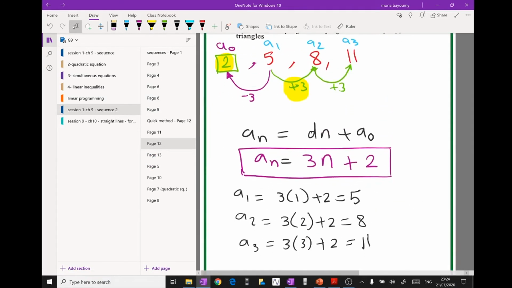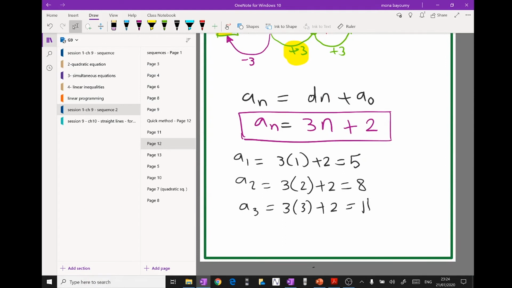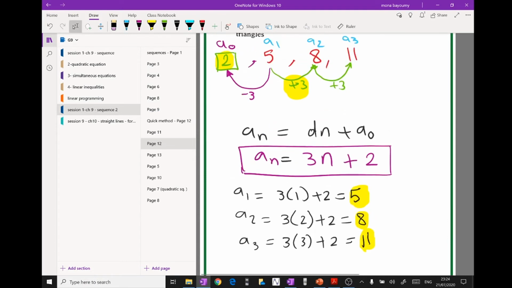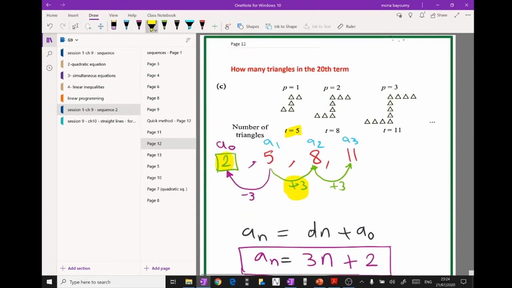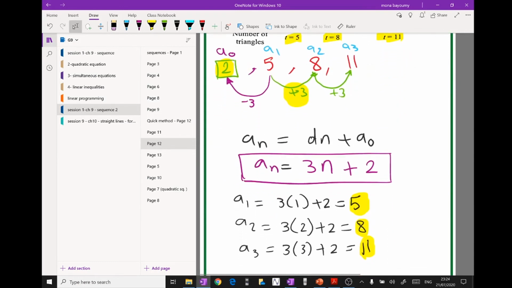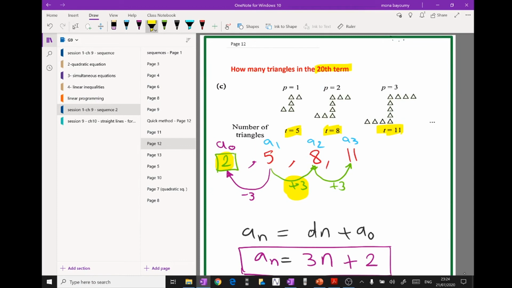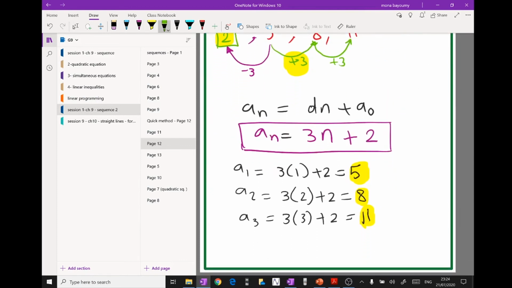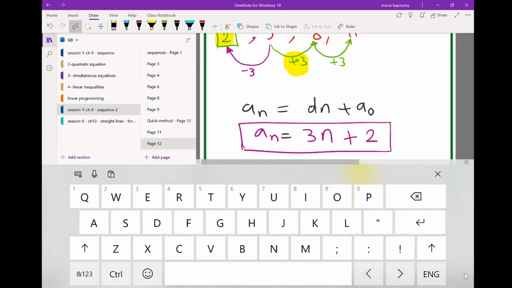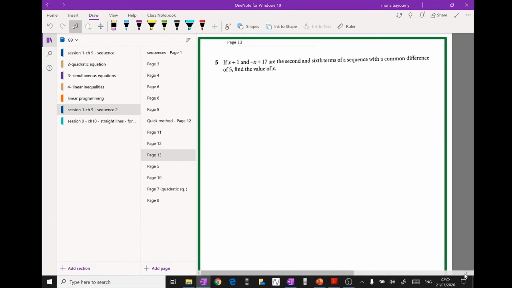Now we have to compare your answer and the pattern. Here 5, 8, 11, it is the same. 5, 8, and 11. Okay? I think it's very easy. He asked us to find the 20th term. Okay, A20 is equal to 3 times 20, just substitute n by 20, plus 2, which is equal to 62. Okay, I think it's very easy.